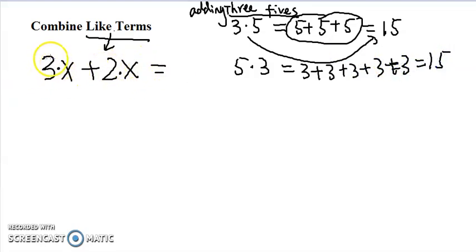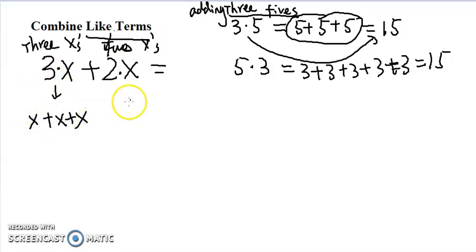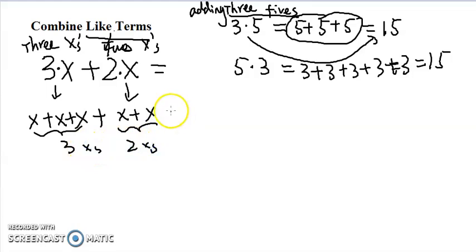Okay, so the same idea here. When you have 3x, what does it mean? It means we have 3 x's, and here we have 2 x's. 3 x's just means x plus x plus x, and 2 x's means x plus x. So multiplication is actually doing addition, but more quickly. When you add them together, you have 3 x's here and 2 x's here. Together you get 5 x's, which can be written 5 times x.